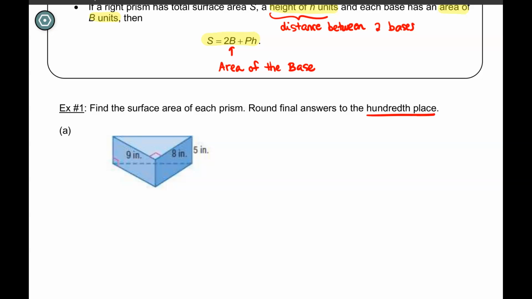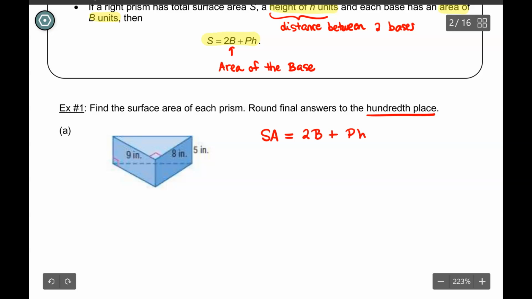Okay, so two things I need to find, right? My surface area, and you can use an S, or I think on my worksheets I have SA, so 2 times the area of the base plus the perimeter times height. Okay, so first thing you want to do is identify what your base is. Remember, you have to have two that are parallel and congruent. That means this right triangle and the one just below it, those are our two bases.